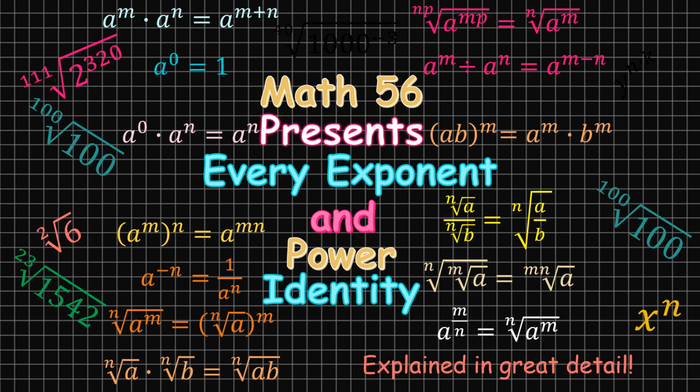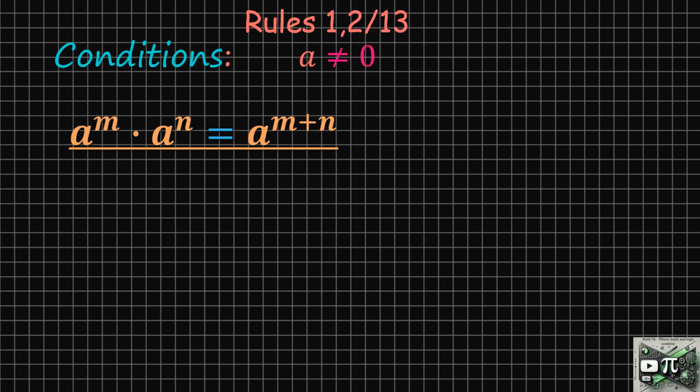In this video, I will teach every single exponent and power identity. Let's get started. So a to the m times a to the n equals a to the m plus n. In other words, if the bases are the same, you can just add the exponents if they're in multiplication form.